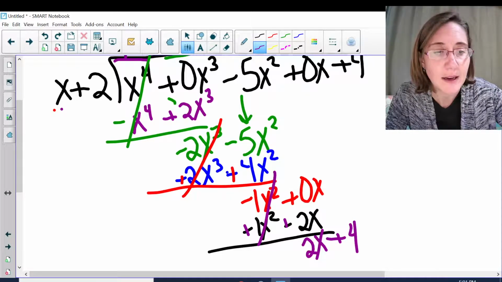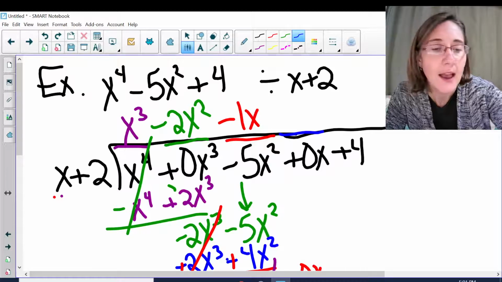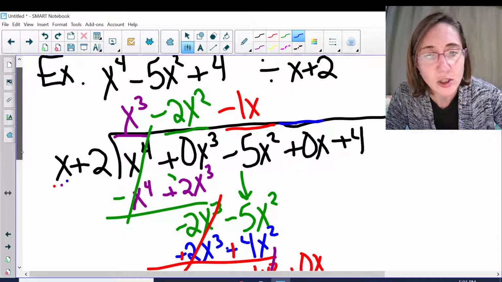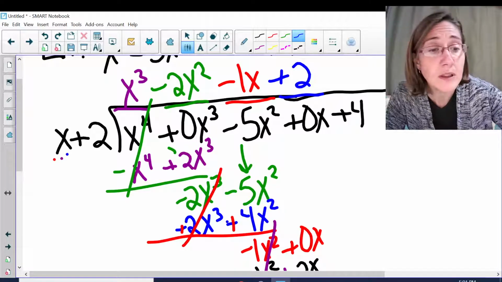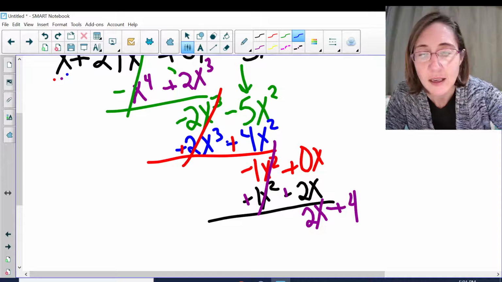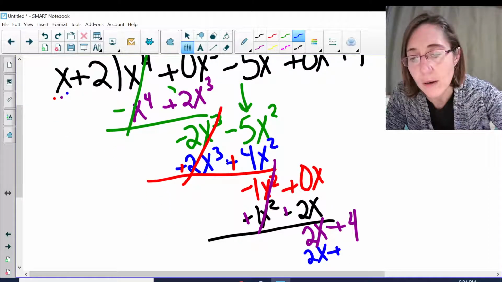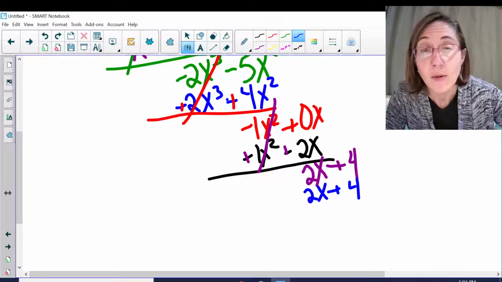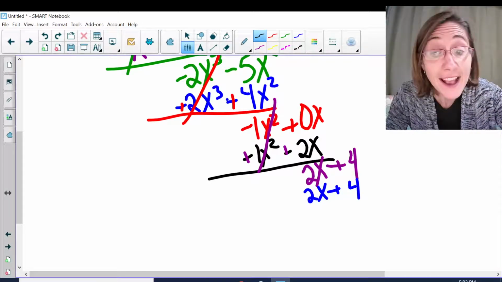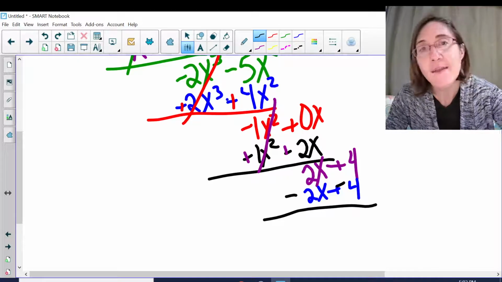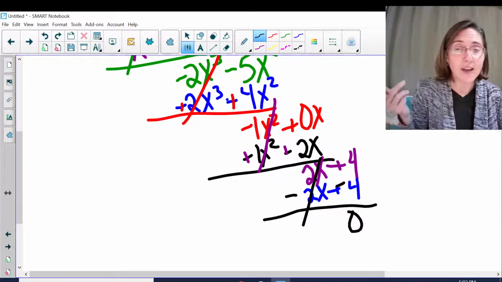One last time, I'm going to ask myself, what can I multiply by my x that's out front, my divisor, to get my 2x? That needs to be a plus 2 up there. When I do the multiplying, I'll see that 2 times x is 2x, and 2 times 2 gives you 4. So we've multiplied and written it down. Now what do we need to do? Yeah, we need to subtract. Subtraction is the same as adding the opposite. Good job. Those 2x's go away, and then I have a positive 4 and a negative 4, which makes 0.